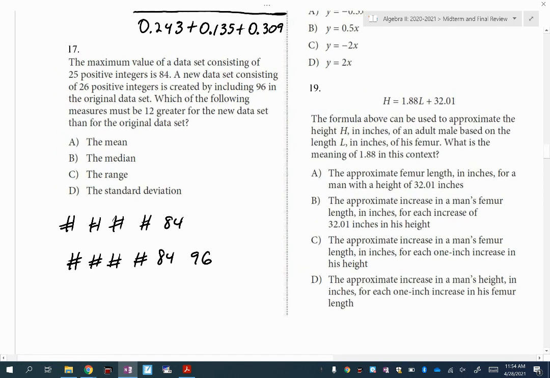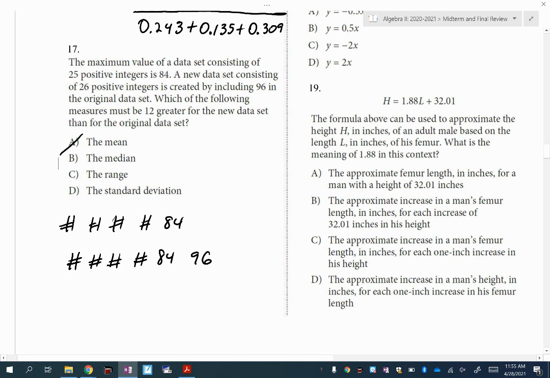So you probably can imagine that the mean is going to go up, right? If we add a number that's bigger than our previous max, it's going to go up. It's not going to go up 12 though, because remember, you're going to be dividing that new sum by 26 as opposed to 25. So it's going to go up, but it's not going to go up by exactly 12.